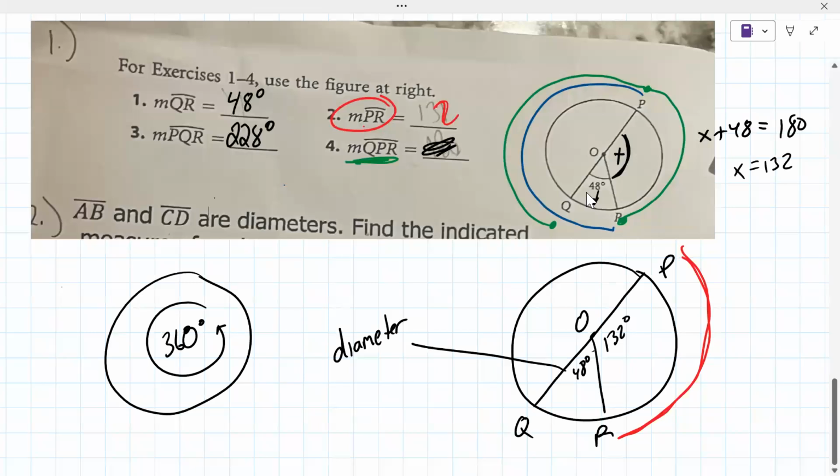Oh, 312. Yes, okay, much better. Got it.